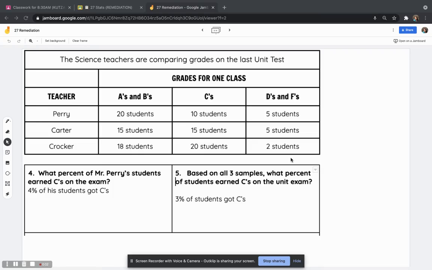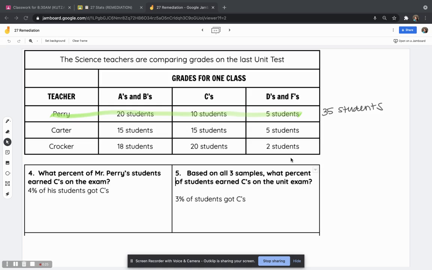Right, number 4 says, what percent of Mr. Perry's students earned C's on the exam? So if I look at Mr. Perry's students, 20 students got A's and B's, 10 students got C's, and 5 students got D's and F's. So that means total, if I add those up, there are 35 students in Mr. Perry's class.